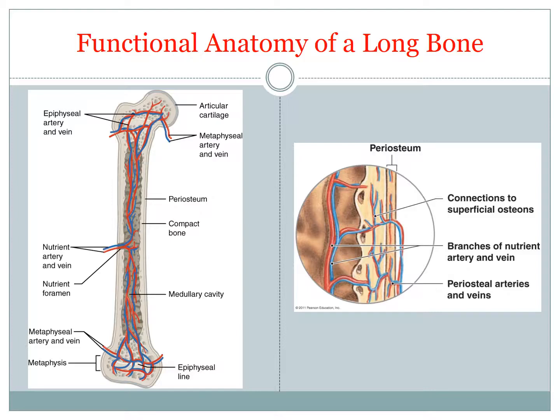You also have the metaphyseal artery and vein, which carry blood to and from the area of the metaphysis and to the epiphysis. Articular cartilage covers portions of the epiphysis that articulates with other bones. The cartilage is avascular hyaline cartilage, and it relies primarily on diffusion from the synovial fluid to obtain oxygen and nutrients, as well as to eliminate waste.